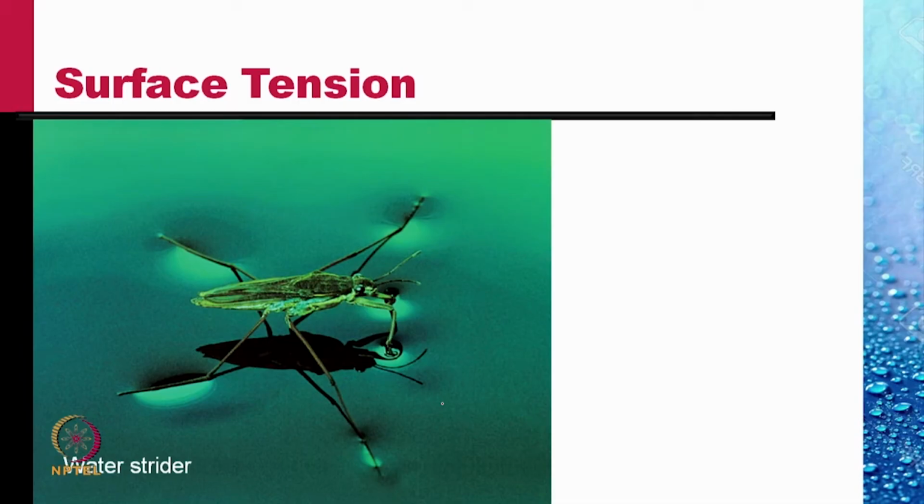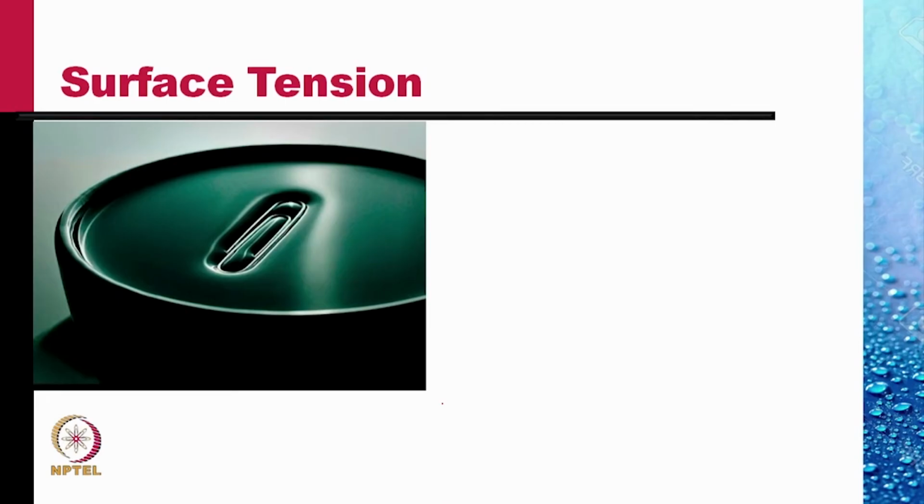Here's an insect known as a water strider, which is walking on the surface of water without sinking. How is that achieved? Similarly, in this picture, we have a cup of water on the surface of which a paper clip is floating. What is supporting the weight of this paper clip? Clearly, it is not buoyancy because the paper clip is not submerged in water.